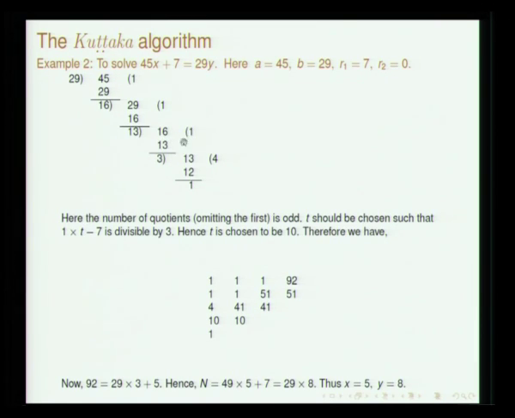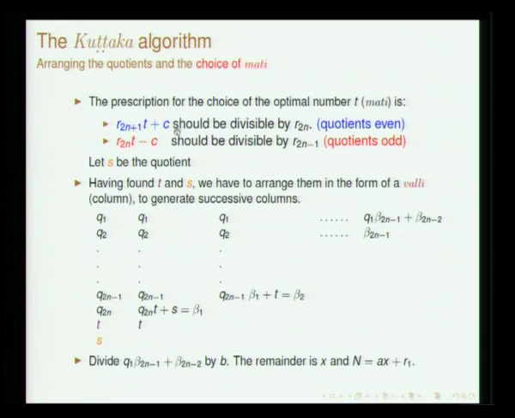You have 1, so you have 3 as the remainder. Then 13 becomes the dividend. So, you have 4 as the quotient. Fine. So, how many quotients do we have in this? Is it odd or even? We have 1, 2 and 3. So, this is the case of having an odd number of quotients. So, what was the prescription? The prescription is when you have an odd number of quotients, the C factor has to be subtracted.